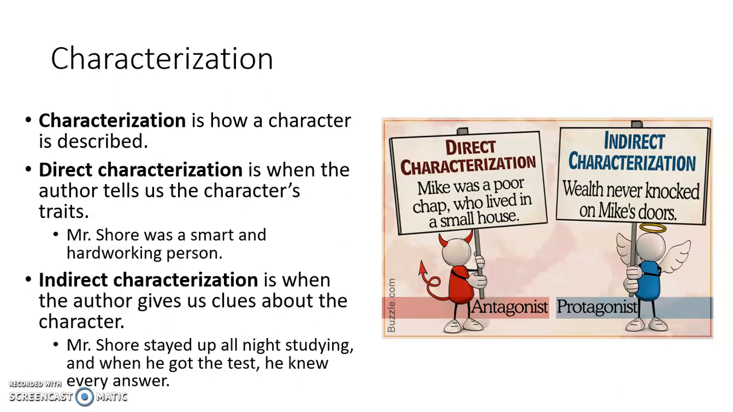Indirect characterization is when the author gives us clues about the character. The author doesn't tell us about the character exactly, but it gives clues where we have to infer what this character is like. So if we had the example here, Mr. Shore stayed up all night studying, and when he got the test, he knew every answer. There are no adjectives that describe Mr.